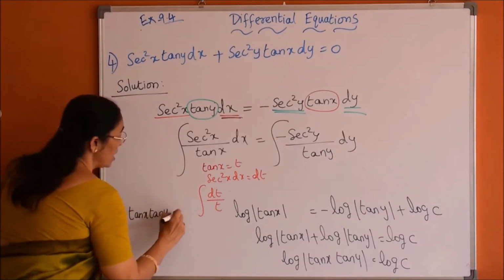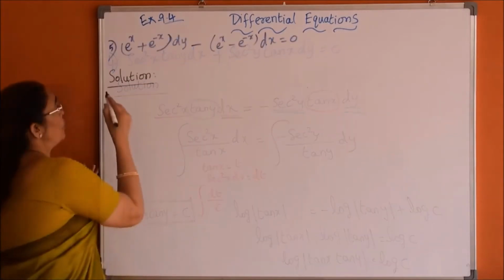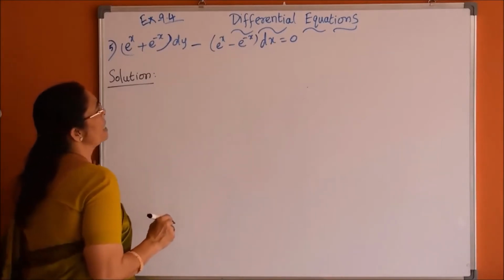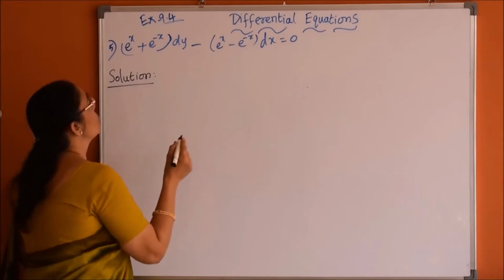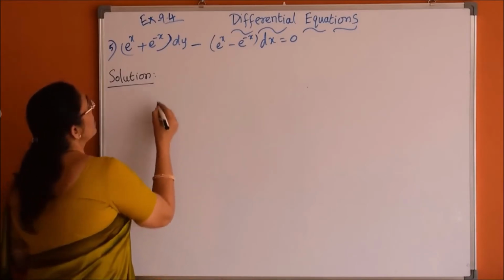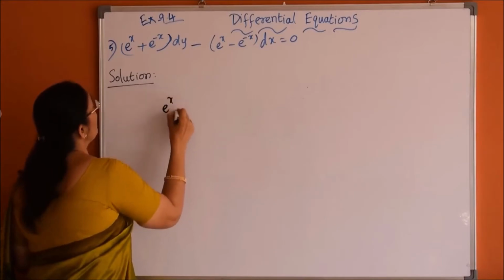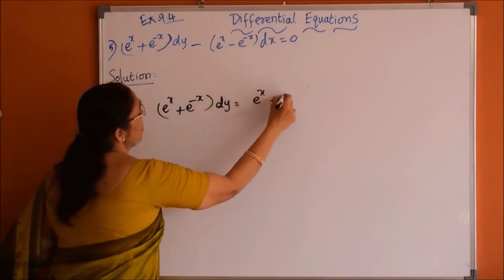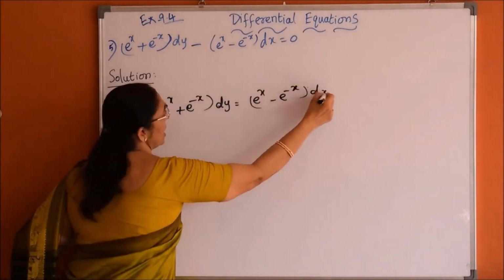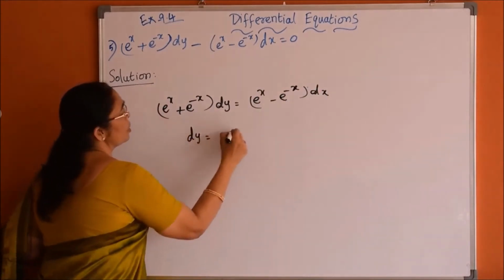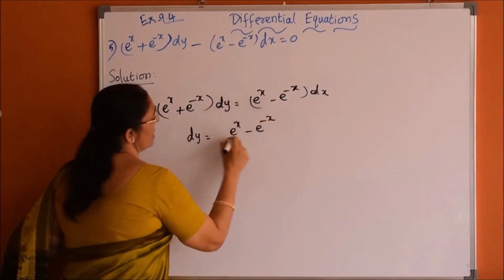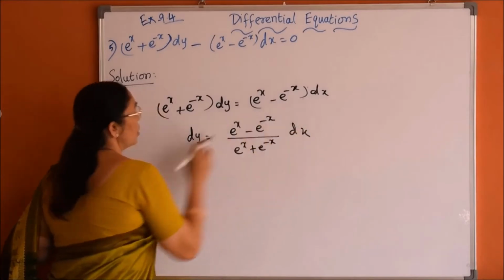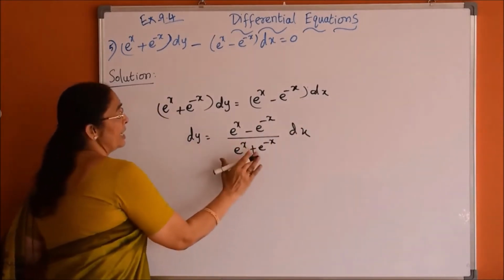Fifth problem, e power x plus e power minus x dy minus e power x minus e power minus x dx is equal to 0. So, by separating the variables, first let me write one step: e power x plus e power minus x of dy is equal to e power x minus e power minus x of dx, or dy is equal to e power x minus e power minus x divided by e power x plus e power minus x dx. Now we have the left hand side only y and the right hand side x terms.